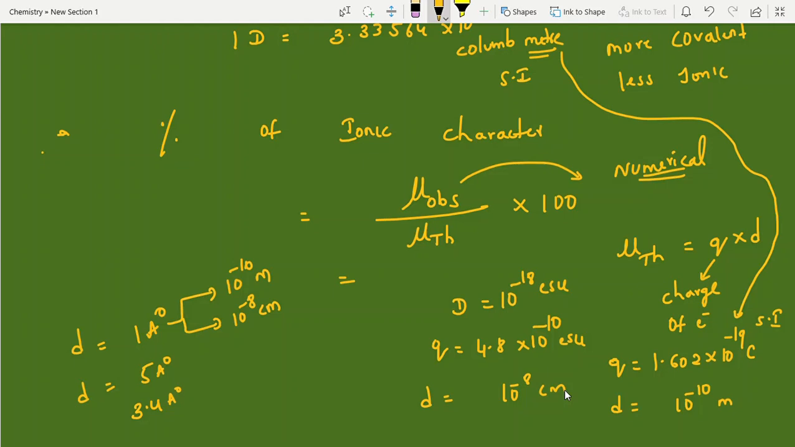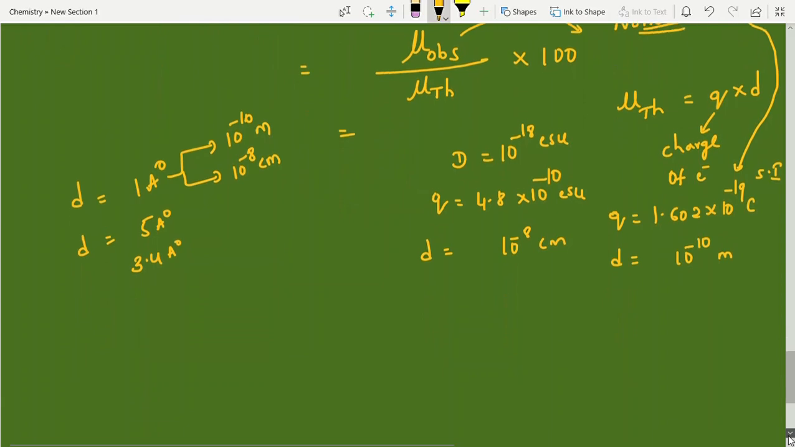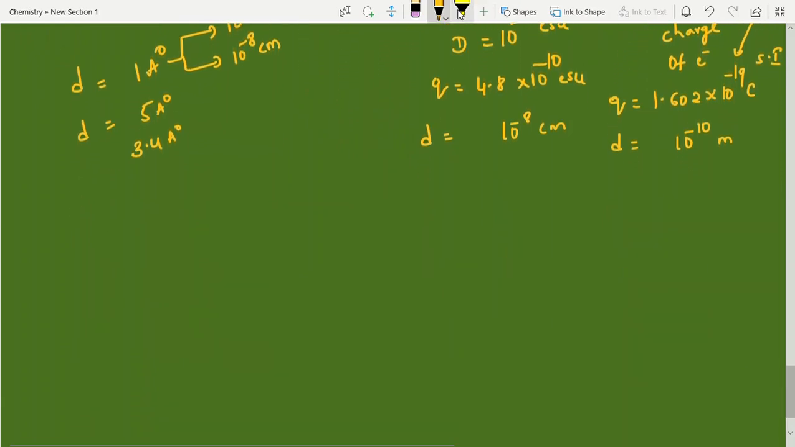I am repeating once again, mu observed they will give in numerical. The units we take depend on Q and D. If you take Q and D in SI units, this one is also SI units. If you take CGS units, this is also CGS units. If you work out one question, you will come to know. Little confusing, but don't leave. This is one of the important models.